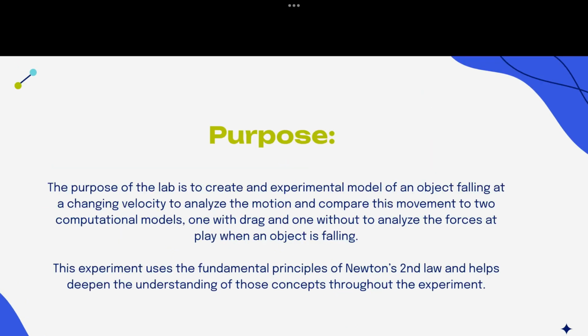The purpose of this lab is to create an experimental model of an object falling at a changing velocity, to analyze the motion and compare this movement to two computational models, one with drag and one without, to analyze the forces at play when an object is falling. This experiment uses the fundamental principle of Newton's second law.